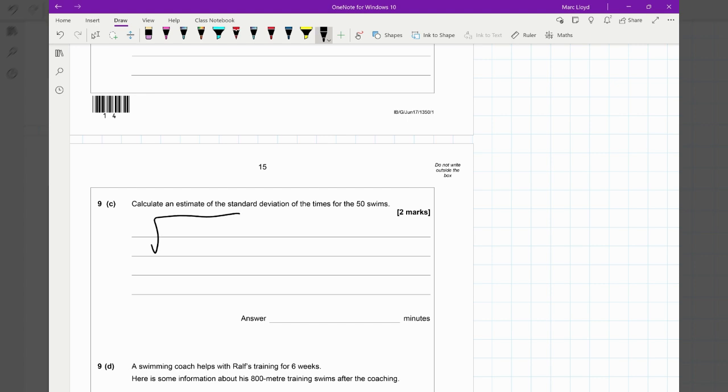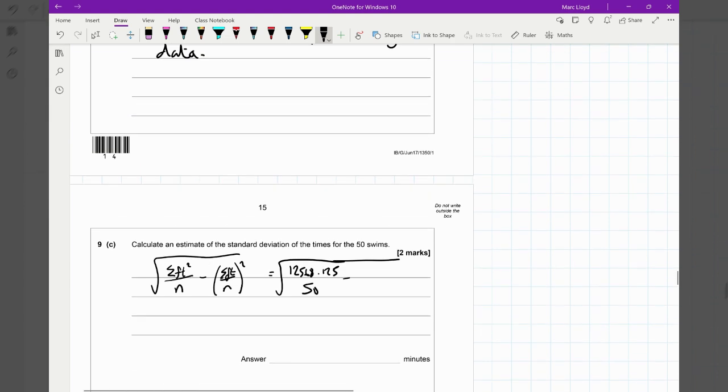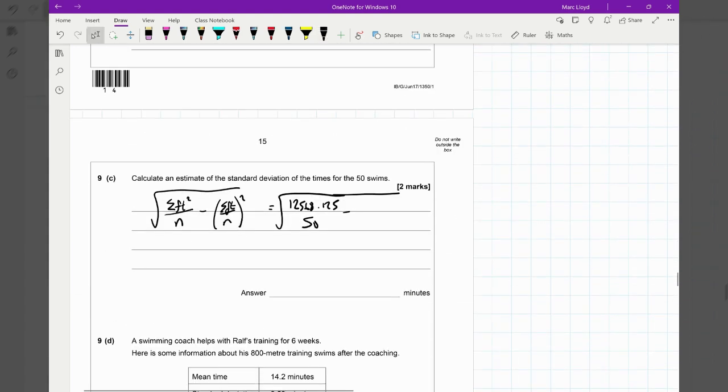So standard deviation is going to be the sum of the ft squareds over, we'll say n, take away the sum of the ft over n, so that is the sum of the squareds take away the mean squared. Right, where's my value? I've got it on my calculator. 12568.125. That's over 50. Take away, I could just use my mean, but I'm going to put the values in: 792 over 50 squared. And then that becomes a calculator job.